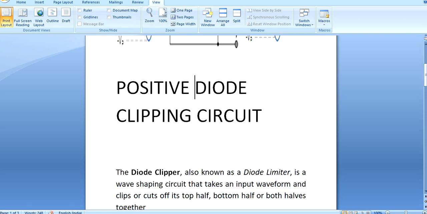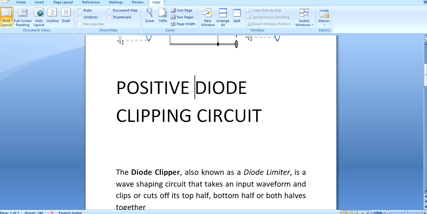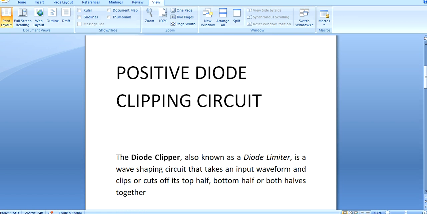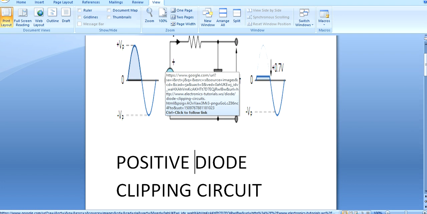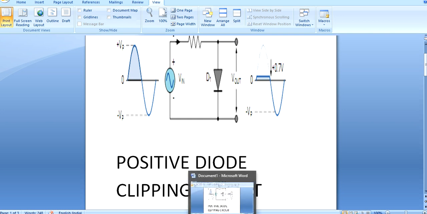What is meant by a diode clipper circuit? The diode clipper is also known as a diode limiter. It's a wave shaping circuit that takes an input waveform and clips or cuts off its top half, bottom half, or both halves together. This one is a positive diode clipping circuit, so only the positive half is cut off, and we will get the negative half waveform. Now we will go to the software and simulate this circuit.